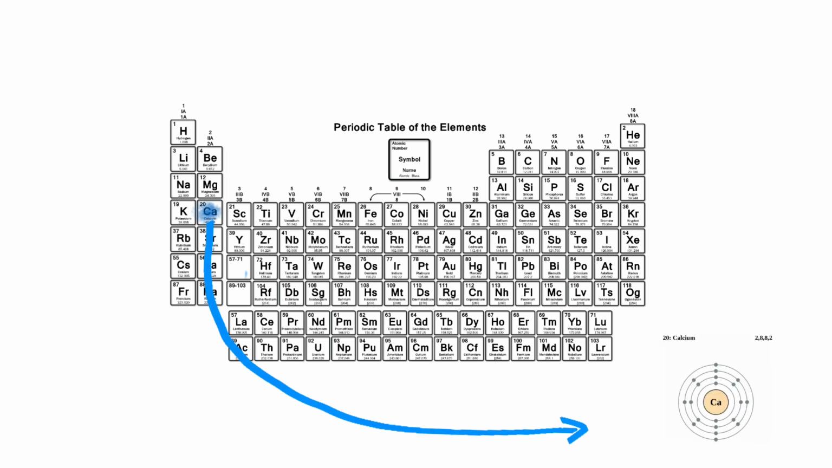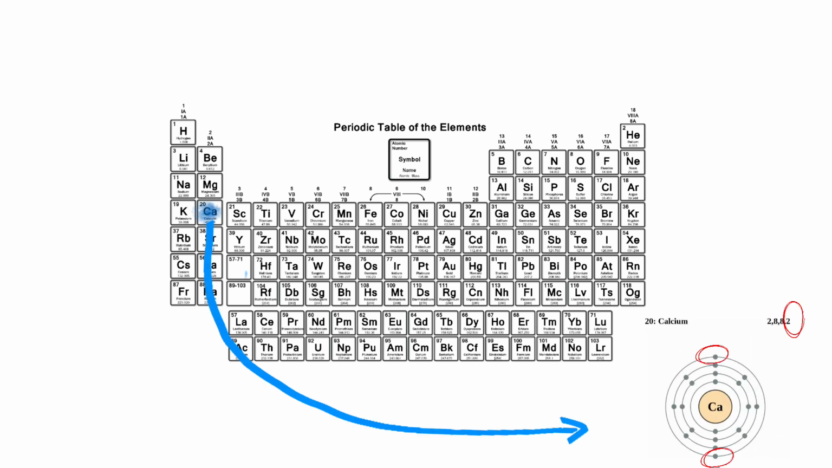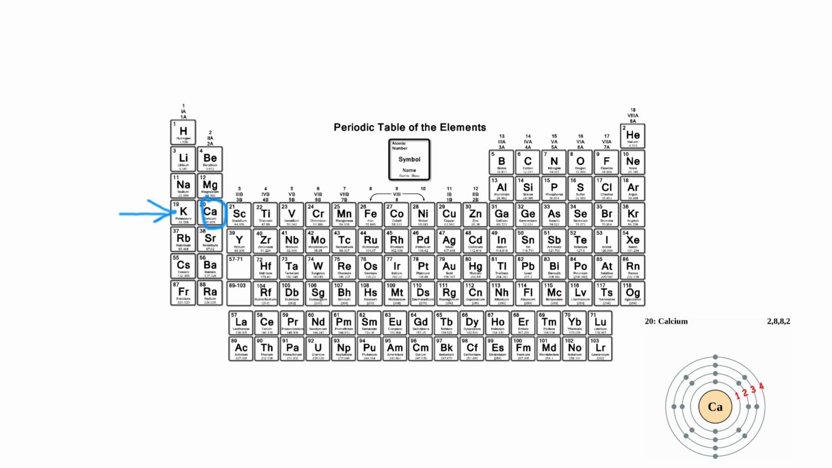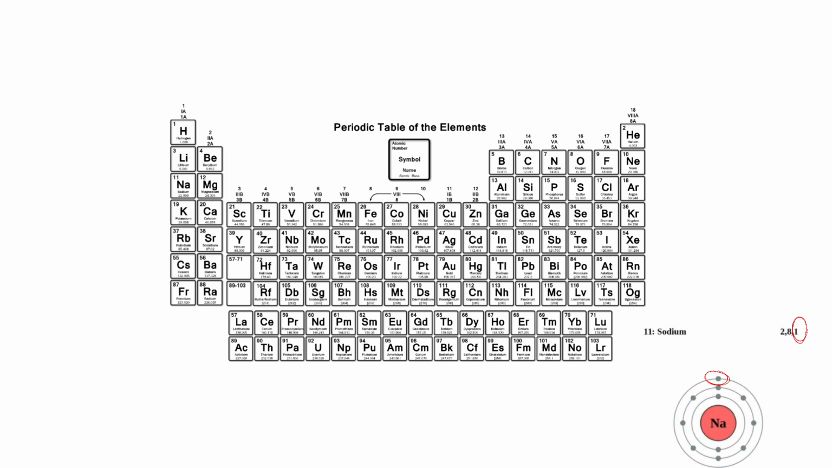Suppose we choose calcium. Calcium has 2 electrons in its outer energy shell, so it is in group 2A. Also, calcium has 4 energy shells, so it is in the 4th period. Sodium has 1 electron in its outer energy shell, so it is in group 1A, and it has 3 energy shells, so it is in the 3rd period.